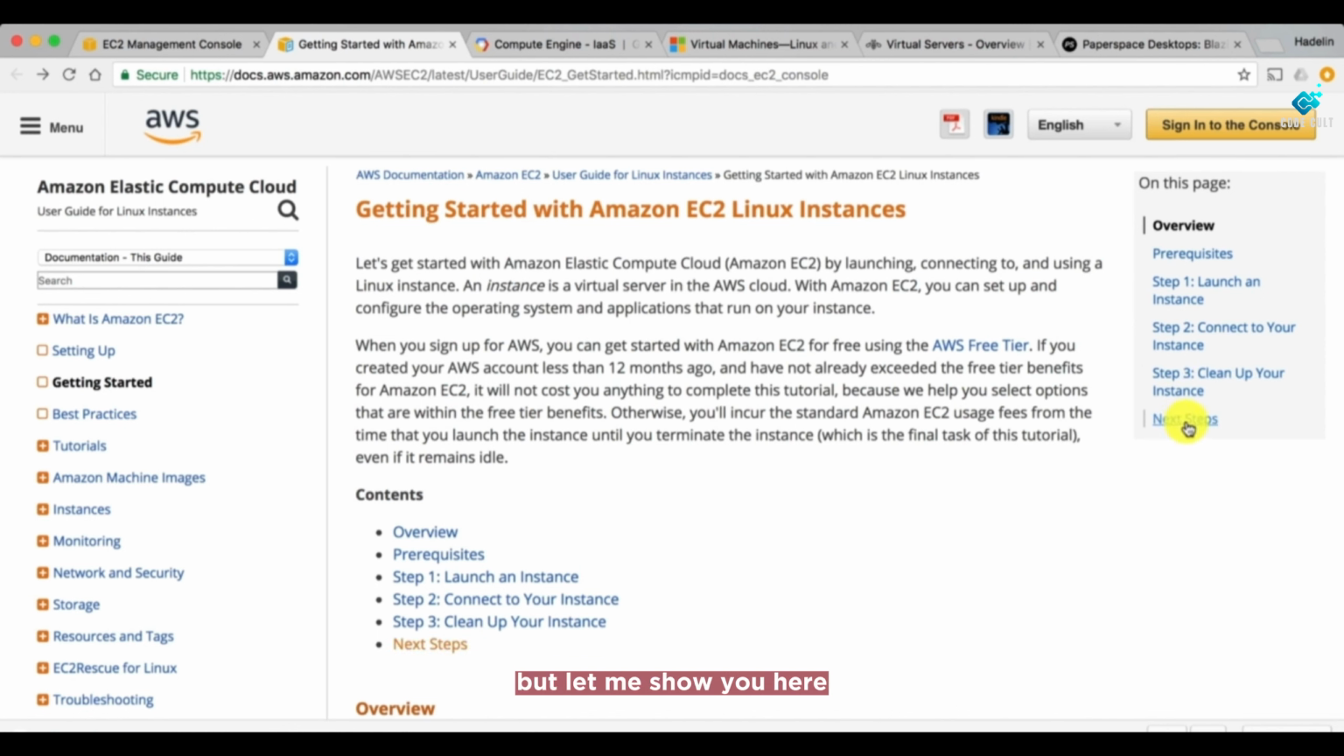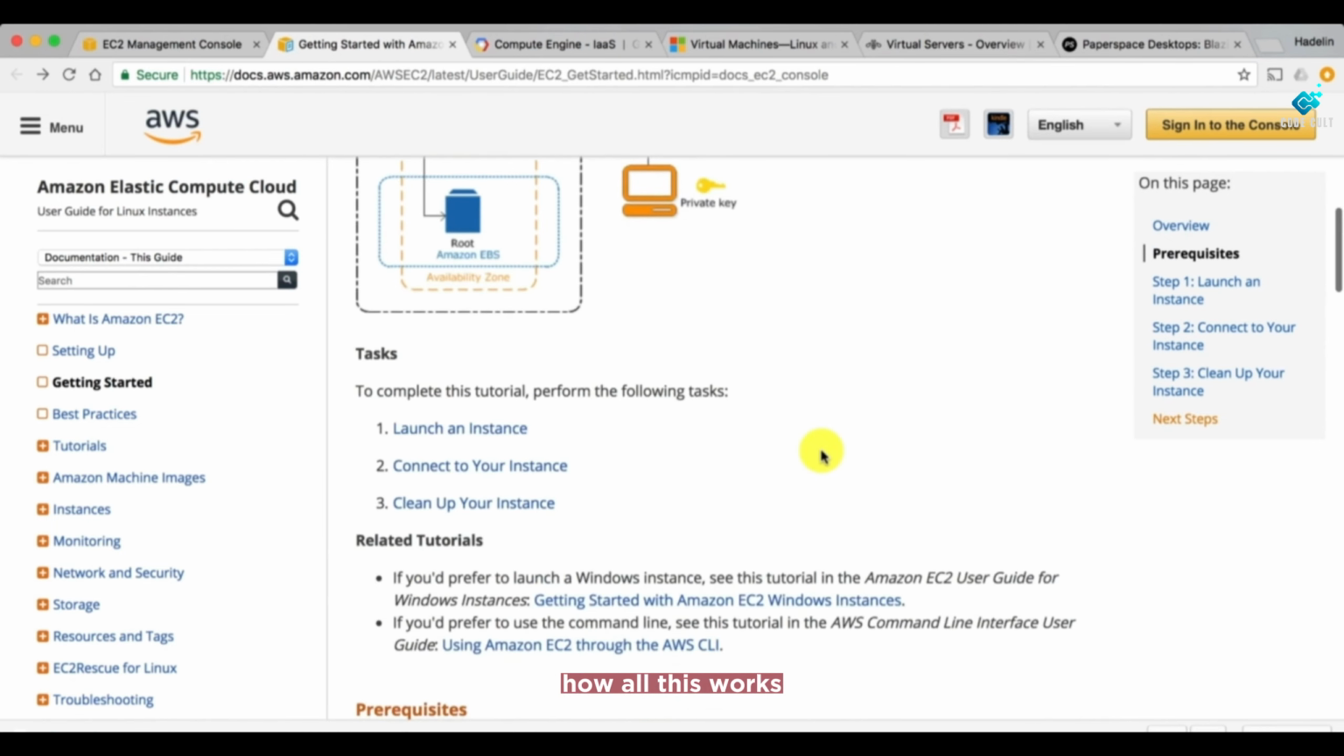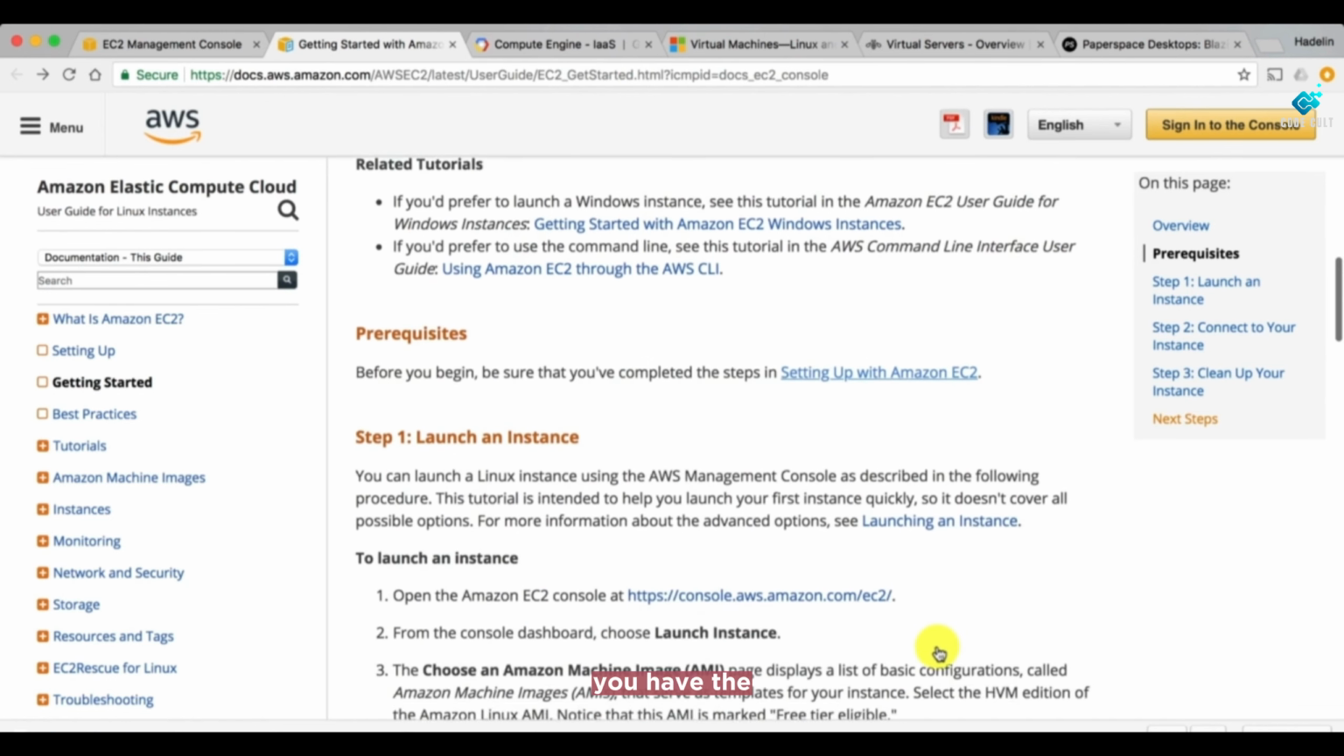But let me show you here the main steps, the steps on how to get started with Amazon EC2 Linux instances. Perfect. So here you have an overview of how all this works. You have the prerequisite, of course, which is just setting up with Amazon EC2. Remember, on one of the previous pages, right after I clicked Amazon EC2, we had two links. First, getting started, and second, get the free tier in order to set up with Amazon EC2. Well, that's just a prerequisite. Make sure you set up with Amazon EC2. All right, and then you have the different steps.